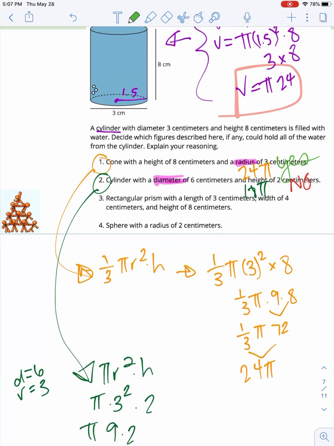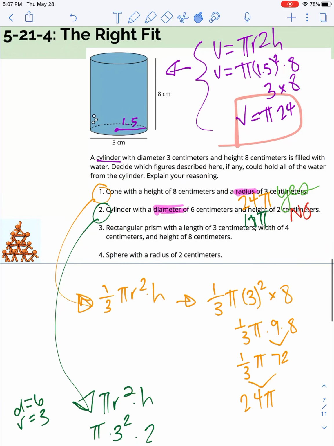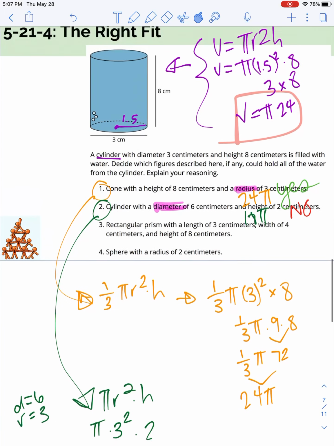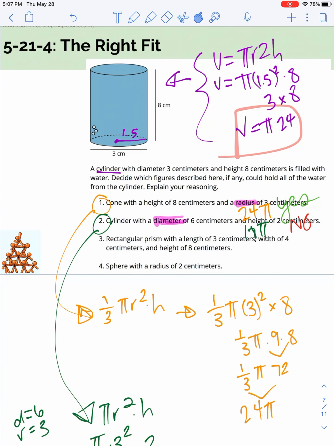Since the volume is equal to 18 pi, it would hold all the water from the cylinder. Explain your reasoning. It would not be able to hold all the water. So it depends on, I keep thinking about the way they're asking this. If they're saying, could the cylinder in number 2 fit inside of the cylinder in the picture? Yes. If it's saying, could the cylinder in number 2 hold all of the water in the picture, it would be no. And it says, could it hold all the water from the cylinder? So I'm going with no.